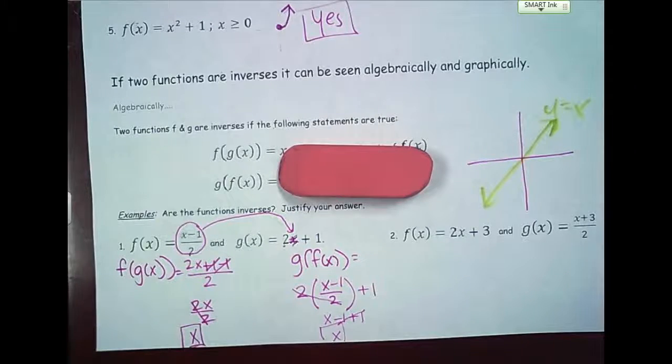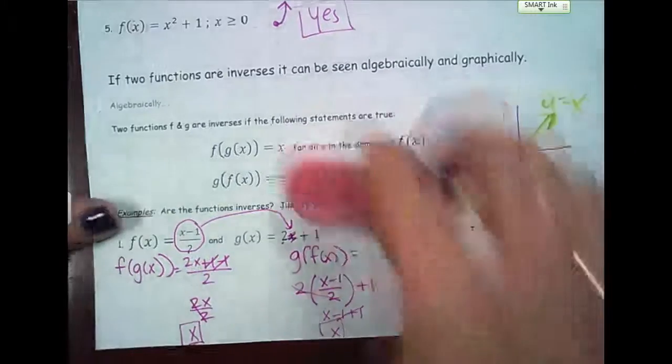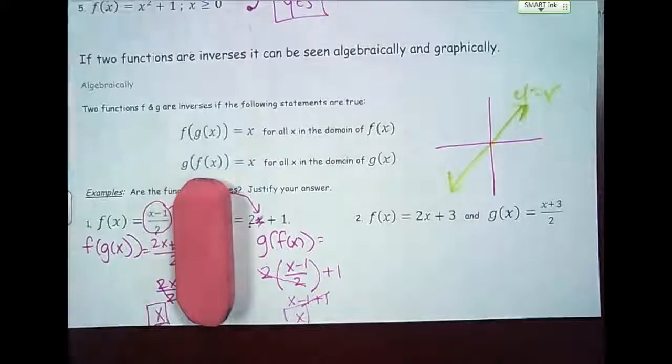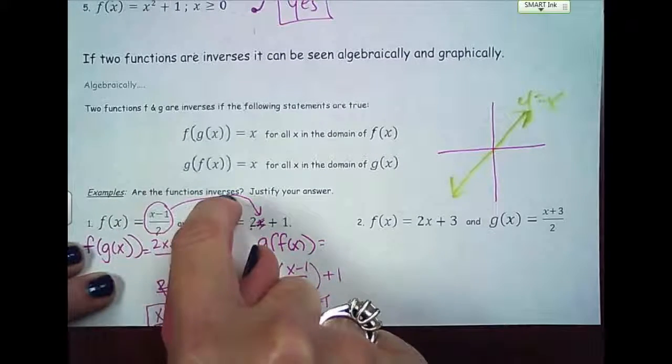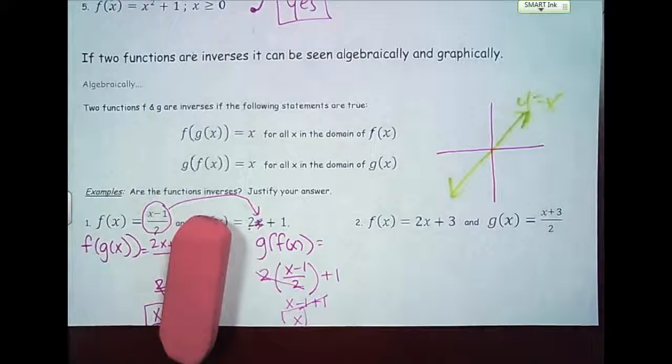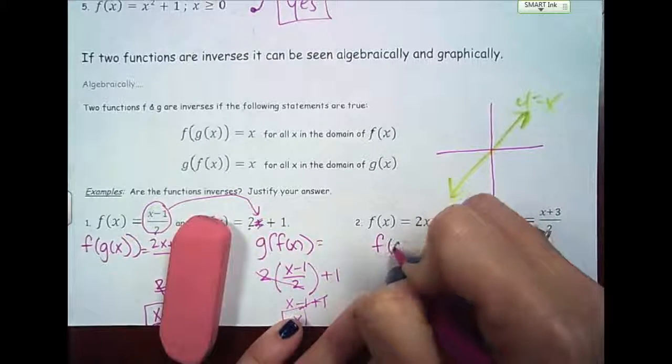Okay? Go to number 2. Read the directions so you understand what you're trying to do. Are the functions inverses? Justify your answer. How do we do it? We do f of g of x and then we find g of f of x. We do both. Let's start with f of g of x.